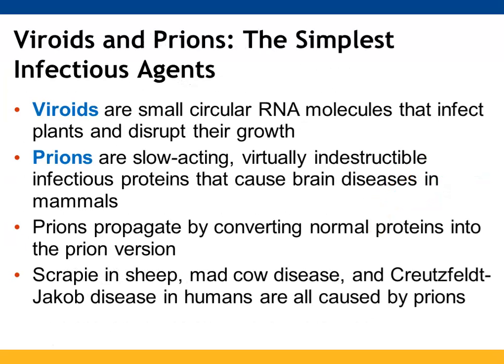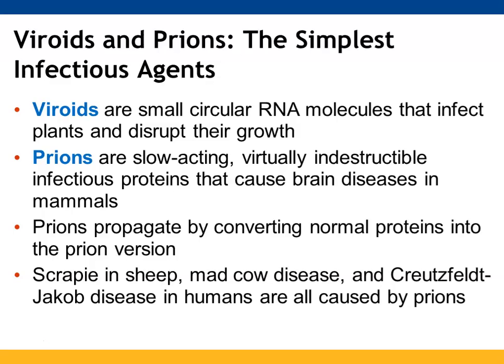We can also have viroids. Viroids are small circular RNA molecules that are able to infect plants, and they will disrupt their ability to grow. And then prions, we do not see in plants, we see those in animals. Mad cow disease and scrapie are some examples of where prions have come into play. They are slow acting, and they are virtually indestructible.